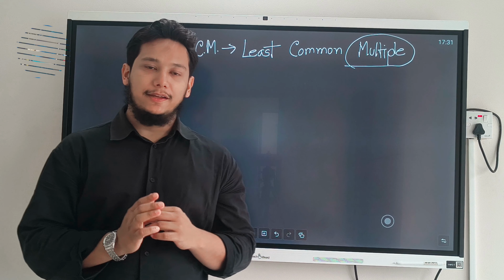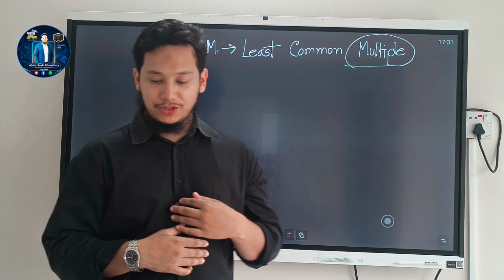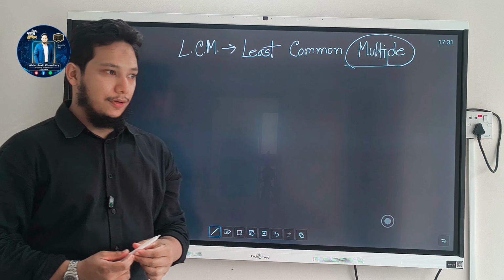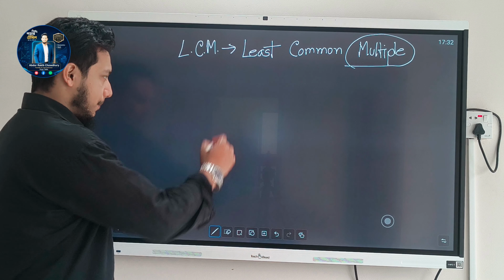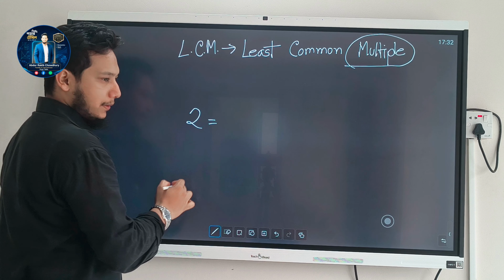Today you are going to learn a very important topic in mathematics that is called LCM. First of all, you have to know what a multiple is. Multiples are something like this: when you take a number and count its times table, the numbers that come up are the multiples.